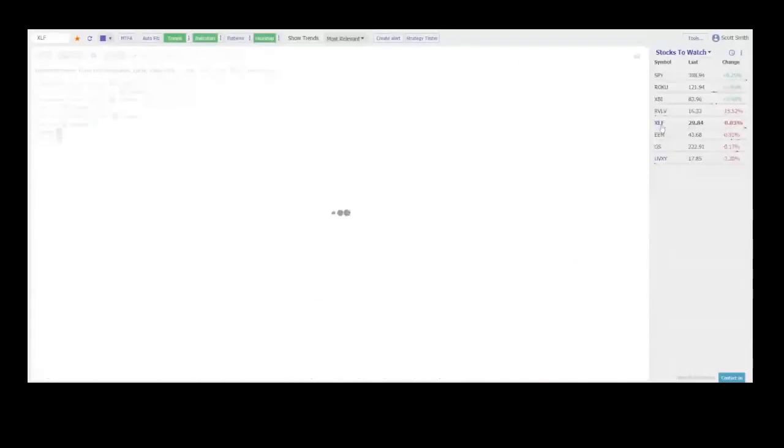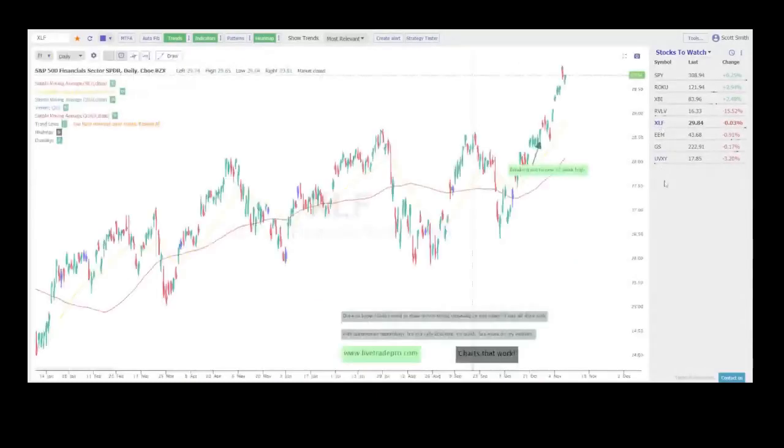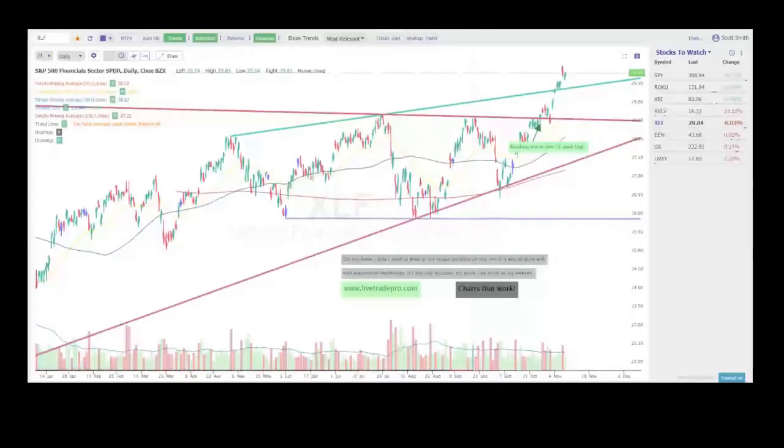Another one I'm following is the banks. I was putting this out on social media long before we broke out. You can see another ascending triangle formation. You've got that familiar type of pattern. You've got this double bottom here and breaking out to new 52-week highs.